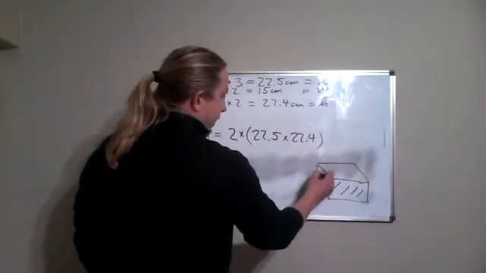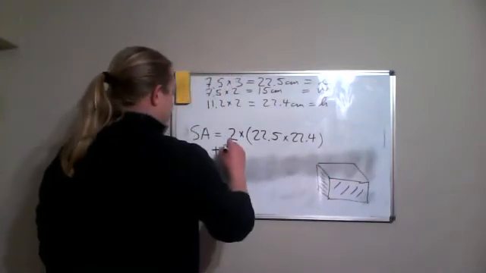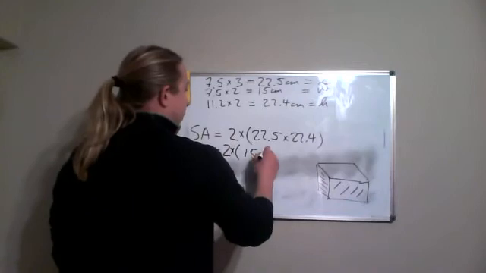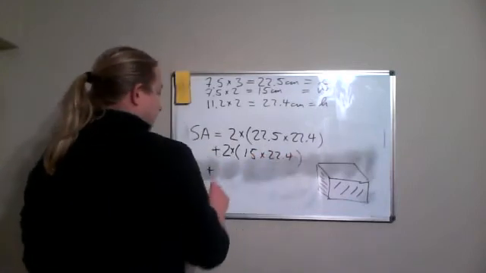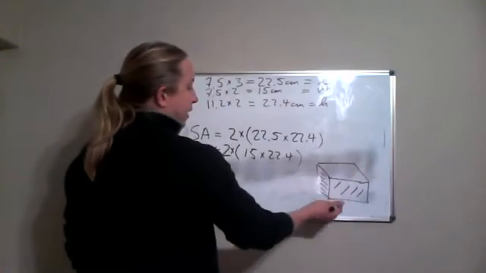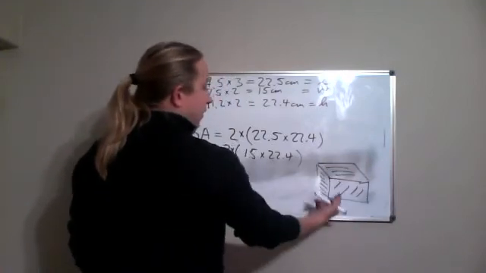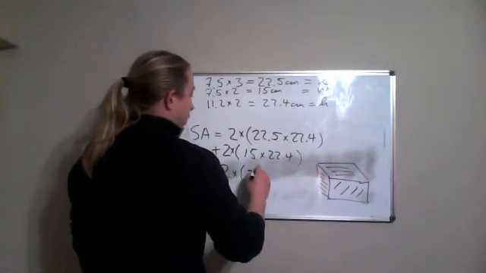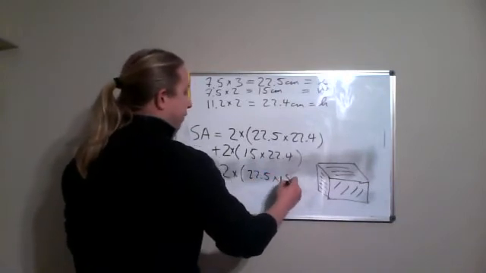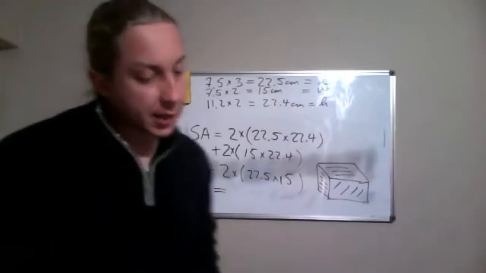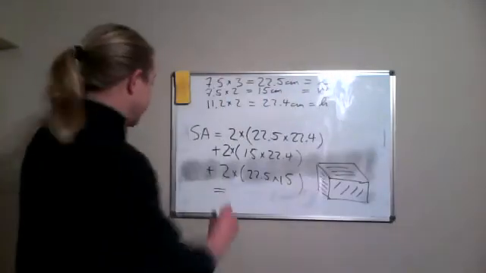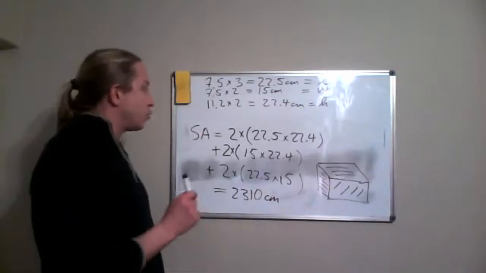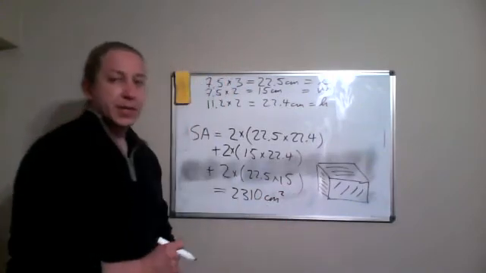Let's now do this surface here. That is the width and height. So again, 2 surfaces, 2 times width is 15 times height 22.4 plus, okay, so here let's assume there is a lid, so this surface over here times 2 would be length times width, so 2 times length 22.5 times width, which is 15, and that would give us an answer. They tell us that is 2310 centimeters. Now remember, we're dealing with area or surface area, which means that it's centimeters squared.